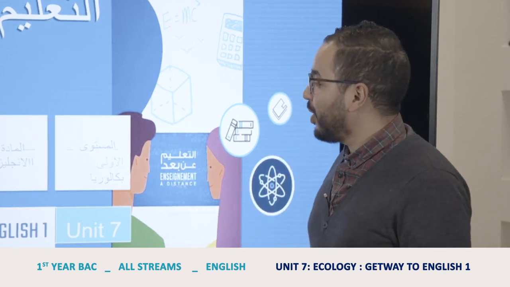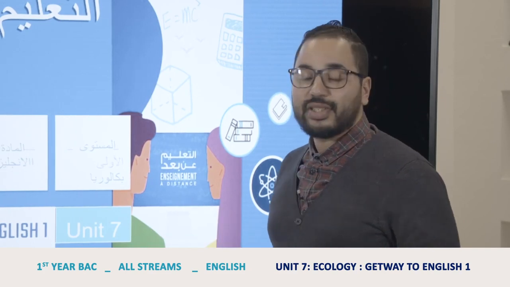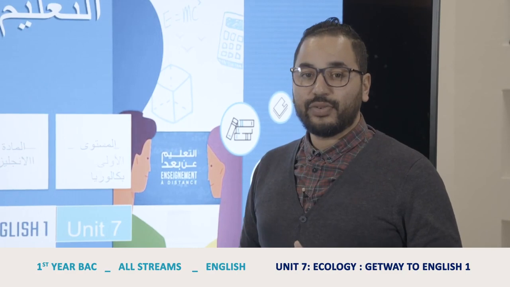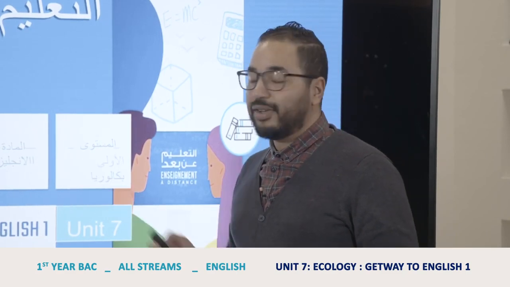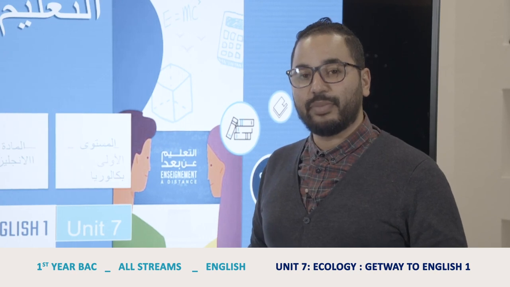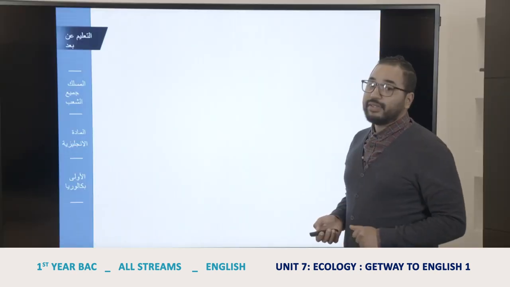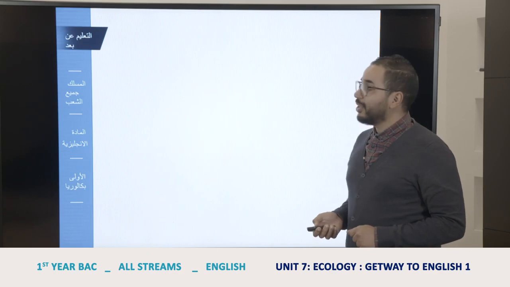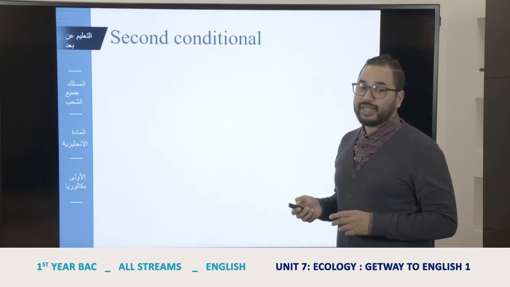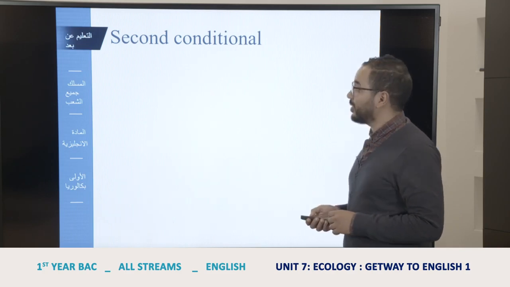Today we are talking about Unit 7, Ecology, Gateway to English, First Bac, all streams. And the lesson today is Conditional Type 2 grammar. Unit 7, Ecology, Grammar is Conditional Type 2, or the second conditional as we call it.